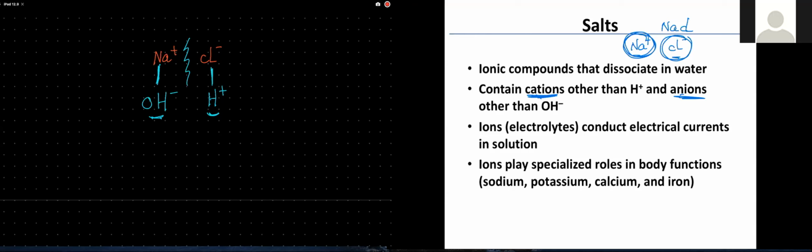So by definition, a salt is an ionic compound, like here, sodium chloride as an example, that has a cation, a positively charged ion, other than hydrogen, and an anion that is other than the hydroxyl group.